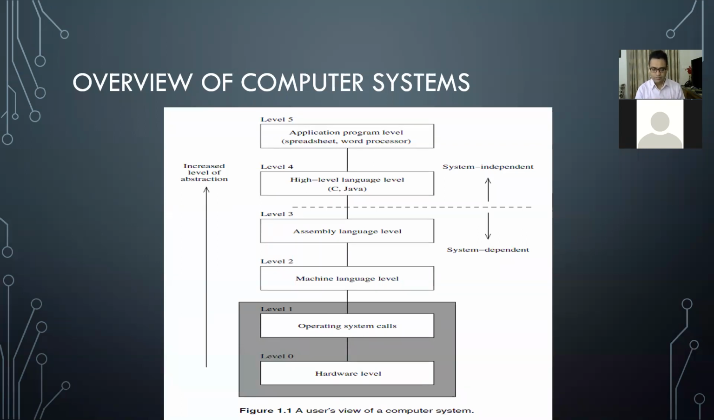If you go a little further down, level 2, which is the machine language, is again system dependent, because machine language is just 0s and 1s. The instruction for my RAM might not be the same as the instruction for your RAM. It will work only for this one. If you want to change the system, you also have to change the machine language instructions. Then it will work. Otherwise, it will not work.